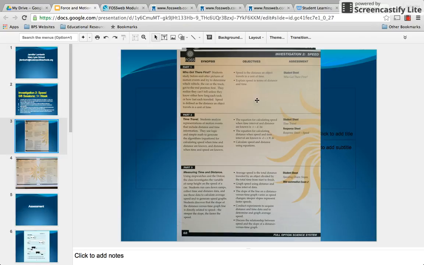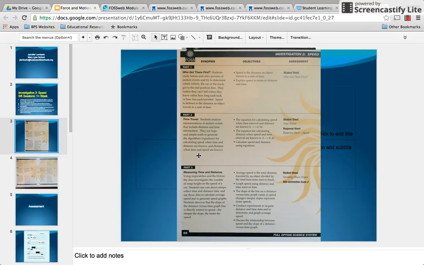The first part, who got there first, the main idea of this is that students realize that in order to figure out speed, they need to know time and distance. So they start with a really fun activity that gets them all flustered, but at the same time, it has that emotional response. So the idea is that they understand it and they think about it more.